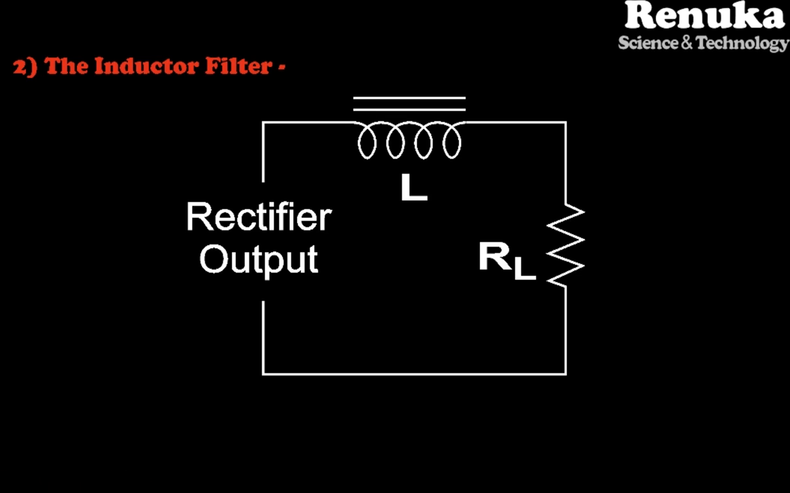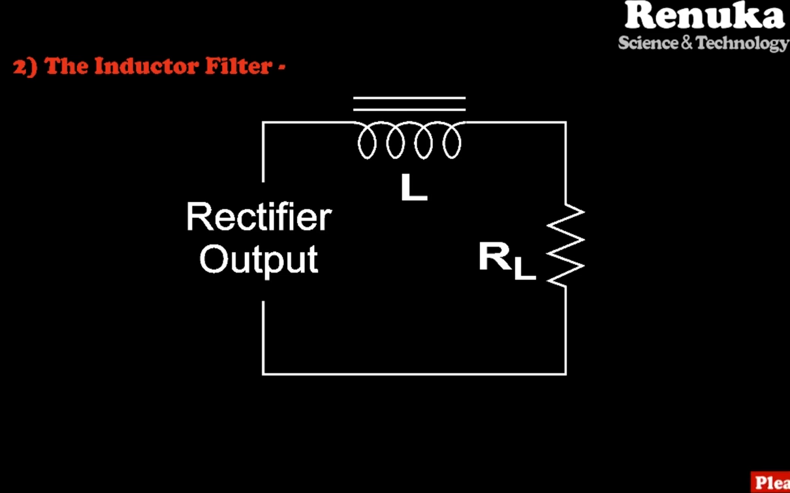For DC, the inductive reactance is 0. So the resistance of the coil is in series with the load resistance, which is very small. Hence the DC current flows through the load resistance and pure DC voltage is available at the output. This filter can be used only with the full wave rectifier because its operation depends on the current flowing through it. So the higher the current, the greater the filtering action.